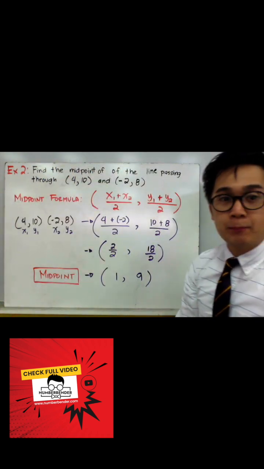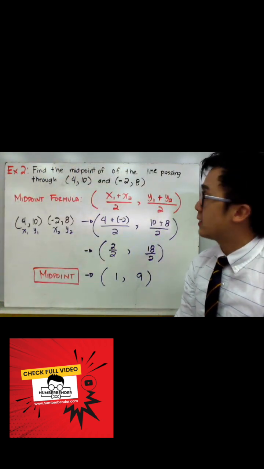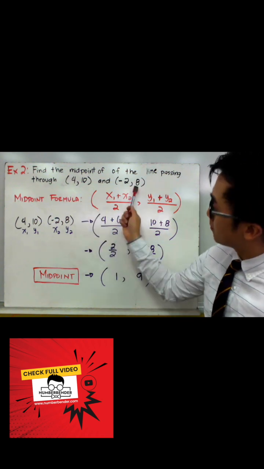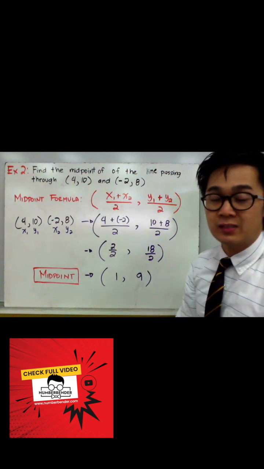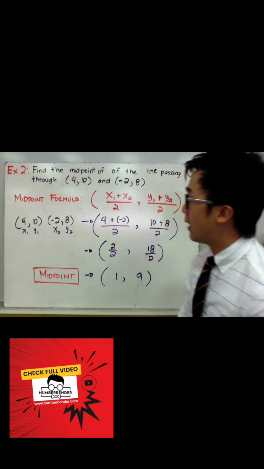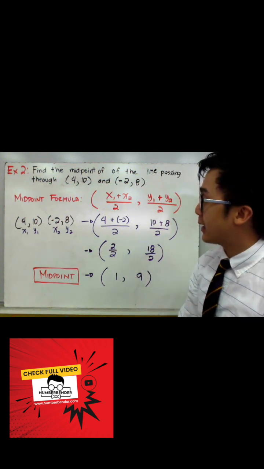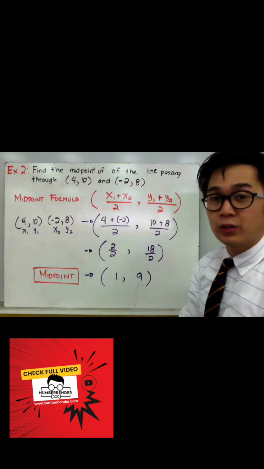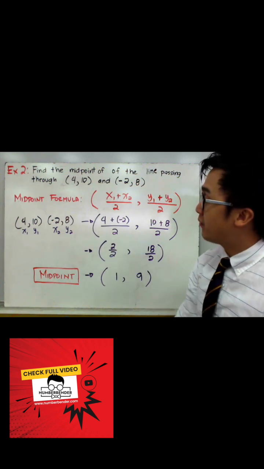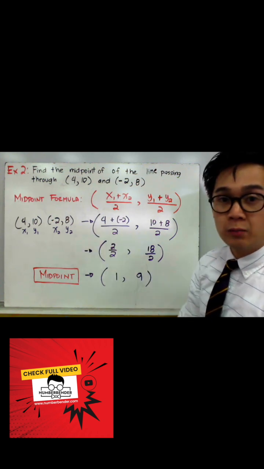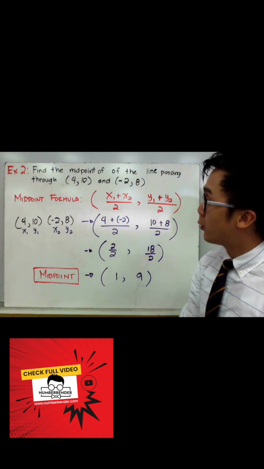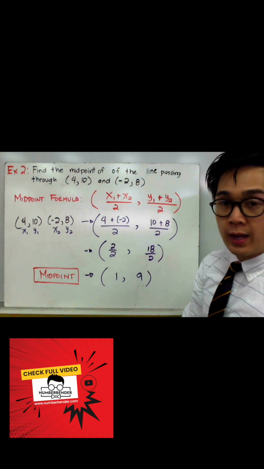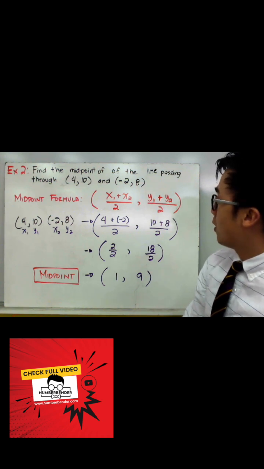In our second example, we need to find the midpoint of a line passing through (4, 10) and (-2, 8). So these ordered pairs represent the points that, when you connect them with each other, will form a line segment. Now to find the midpoint of this particular line segment, even if you're not seeing a graph, can be found by using the formula. And the formula to use in finding the midpoint of this line segment is (x sub 1 plus x sub 2) all over 2, and (y sub 1 plus y sub 2) all over 2.